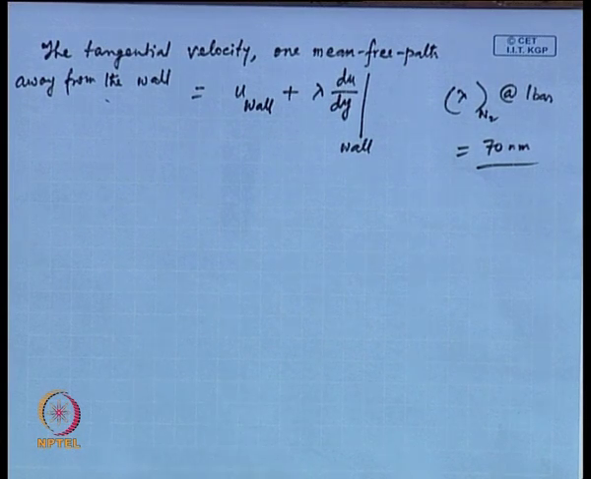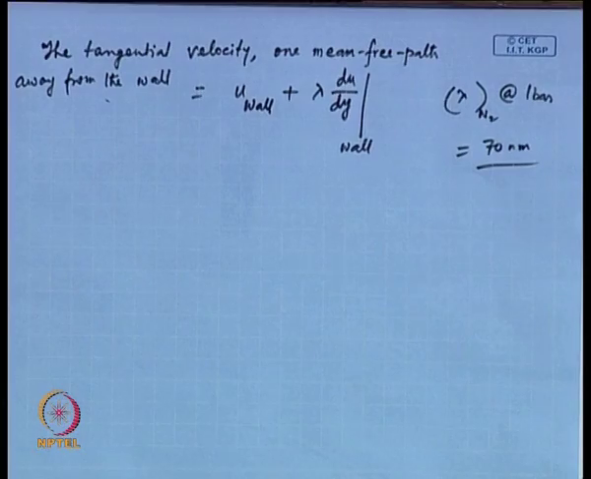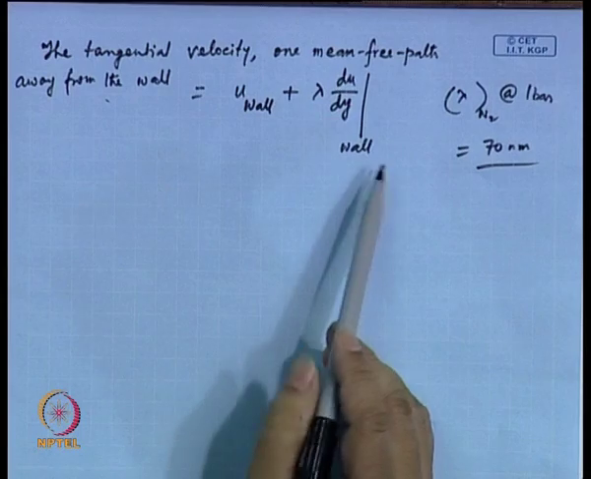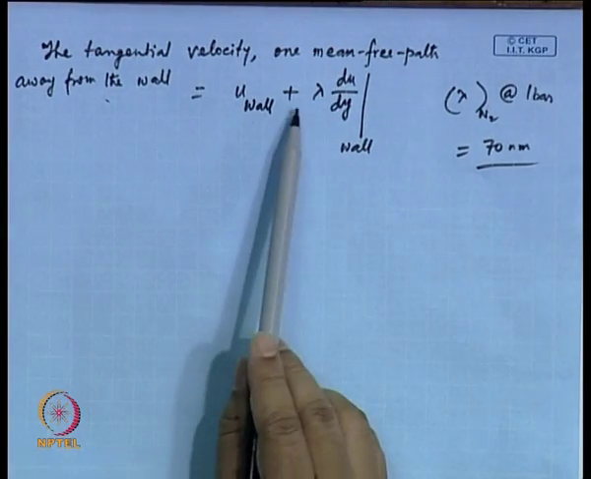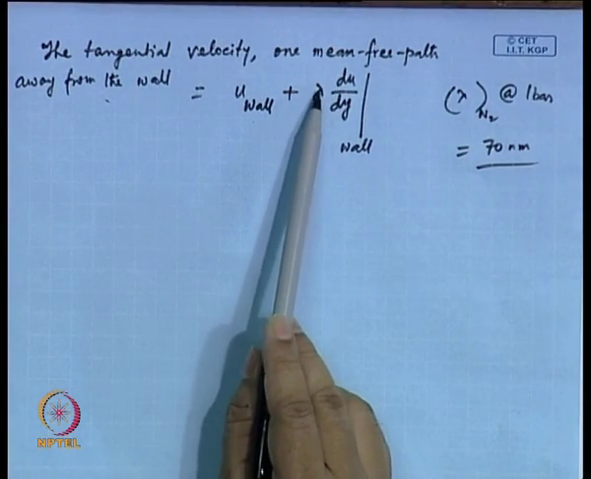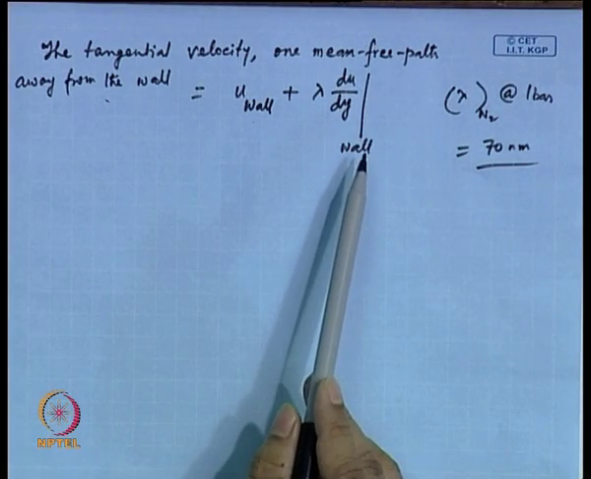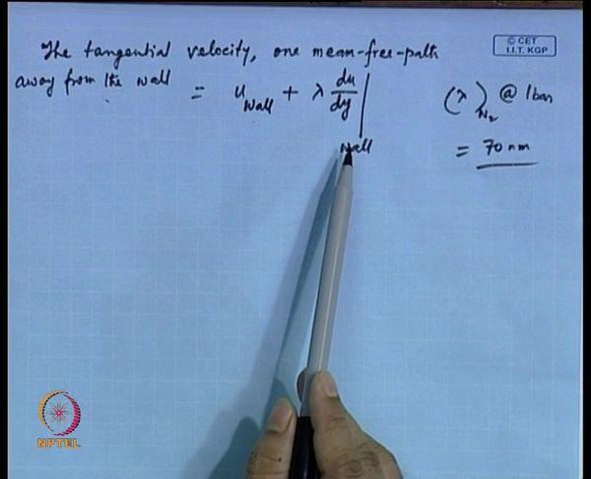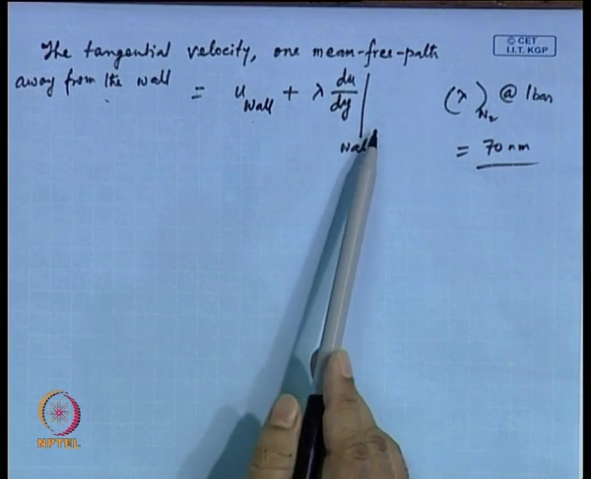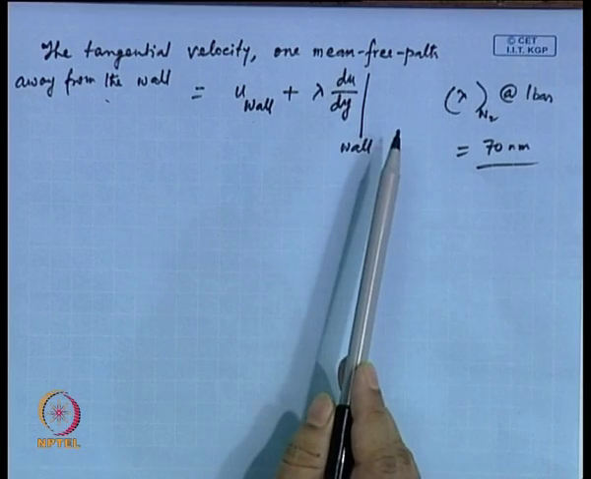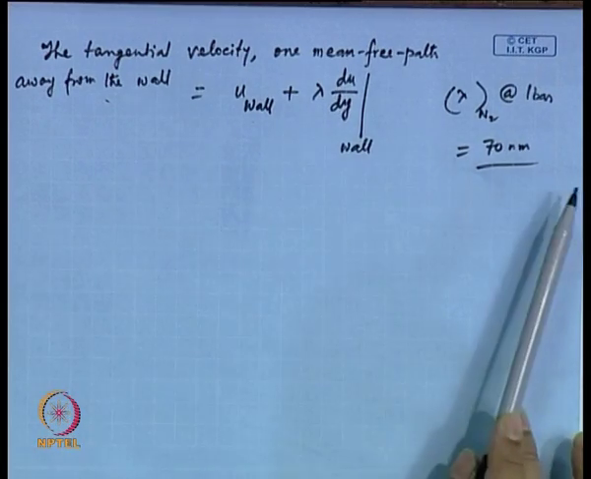Now, if you consider not exactly the wall, but one mean free path distance, that means 70 nanometer away from the wall, and at that point you want to know the velocity, what you do is you assume u wall plus the distance away from the wall times du/dy at the wall. Ideally, if you expand it, there should have been other terms as well, right? So, you are only taking the first order term and not the other terms. I mean, you are permitted to.